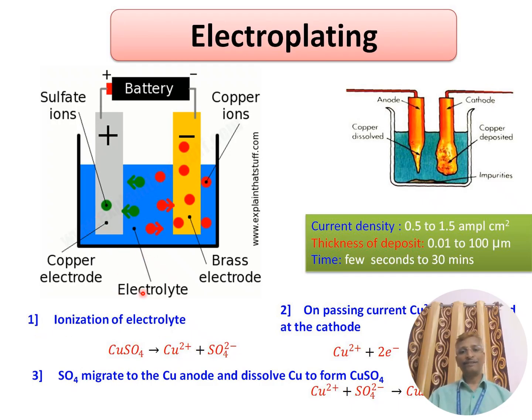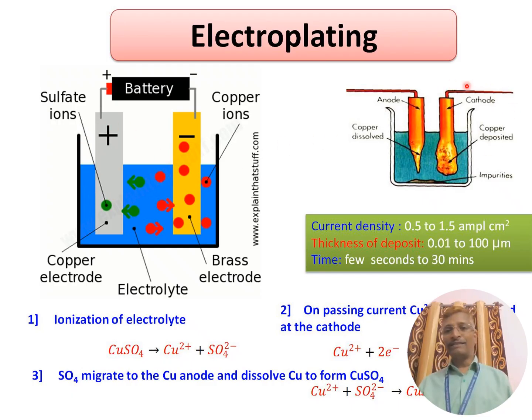So the first step is dissociation of the electrolyte. Then by passing current, Cu2+ plus 2 electrons, copper is reduced here. Then SO4 migrates here and again reacts with copper to form copper sulfate. Again this copper sulfate dissociates into copper and sulfate. So this is the best method.